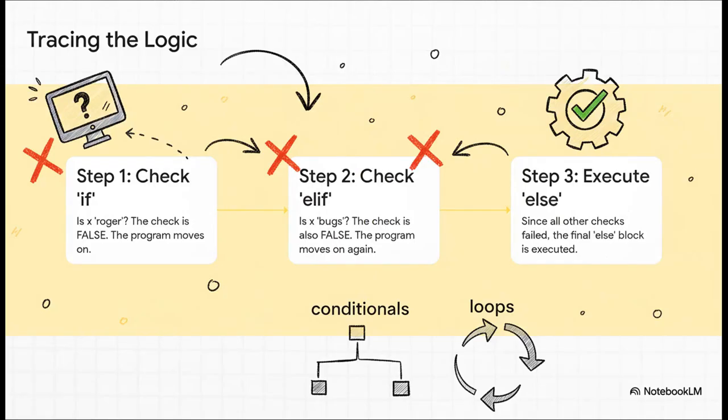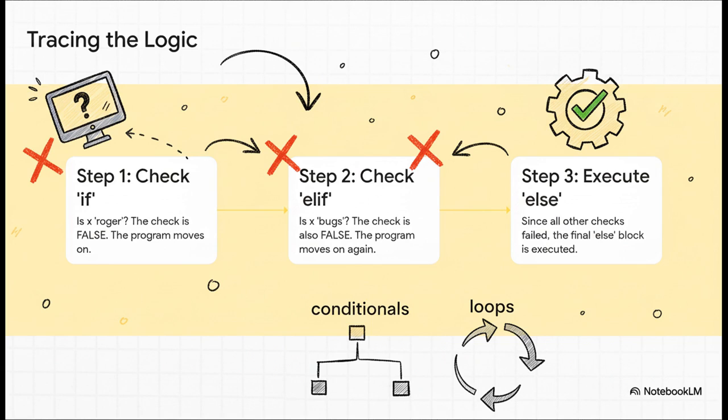So let's trace the computer's logic here, because it's super methodical. It always starts at the top. Step 1, is x equal to Roger? Nope, that check comes back false. So it just moves down to the next condition. Step 2, okay, well, is x equal to Bugs? That also comes back false. So now, since it's run out of if and elif questions to ask, it has no choice left.